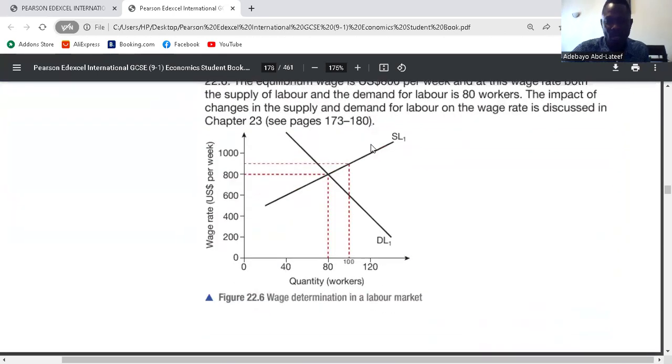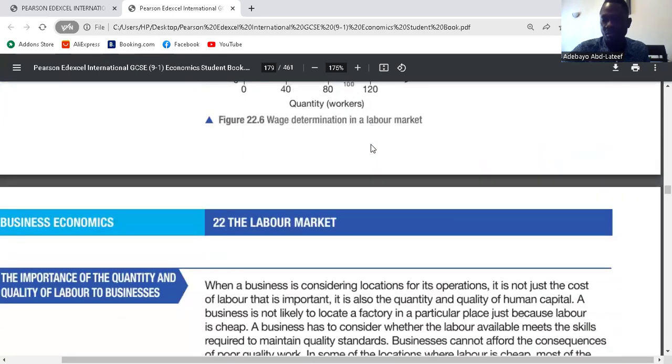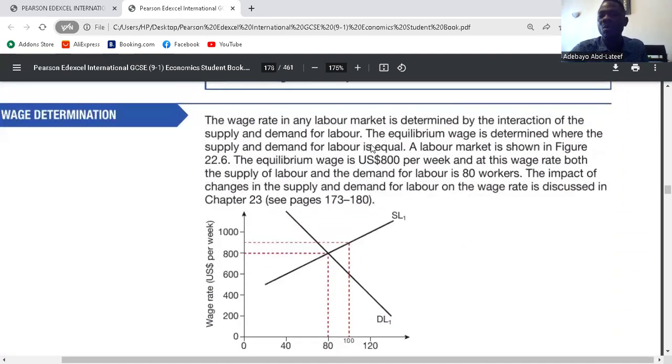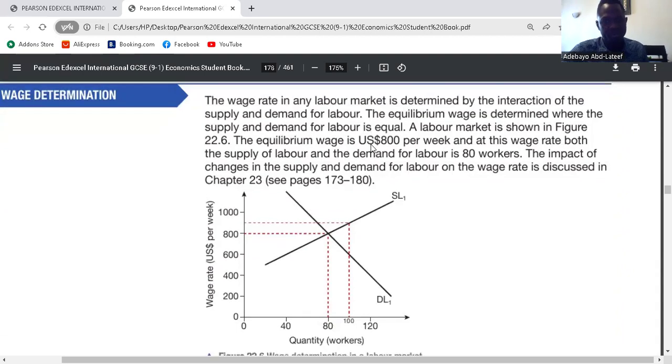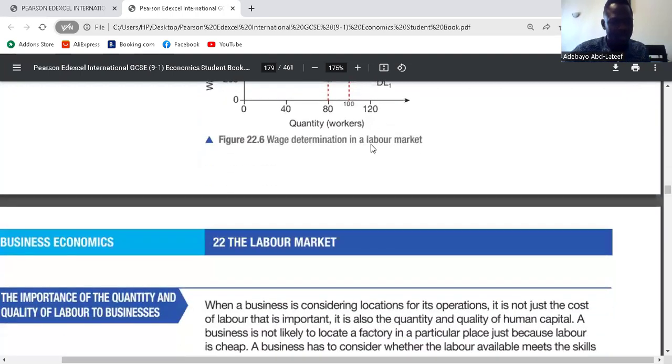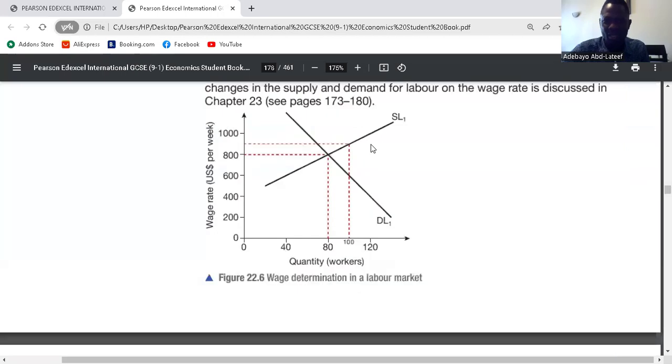So we go down to wage determination, right? When we talk about wage determination, we're talking about what really brings about wages paid to employees. The wage rate in any labor market is determined by the interaction between supply and demand for labor. So wage rate is determined by the demand for and the supply of labor. If demand for labor increases, the wage rate would rise. If the supply of labor increases, the wage rate would fall. Is it clear? I think that point is clear.